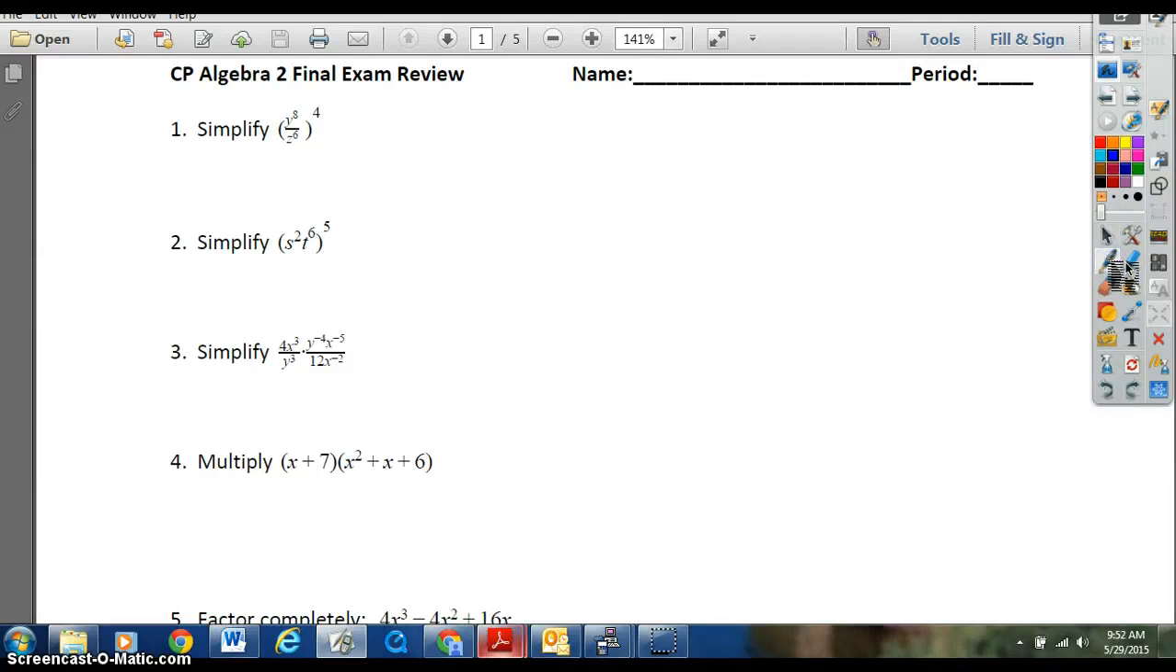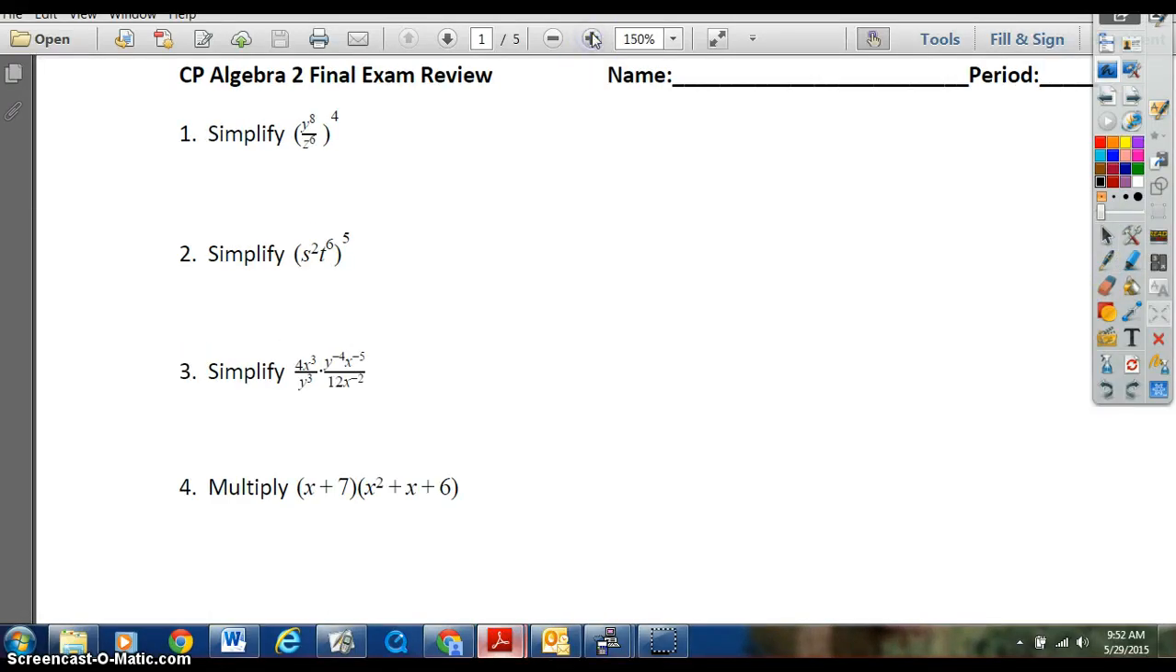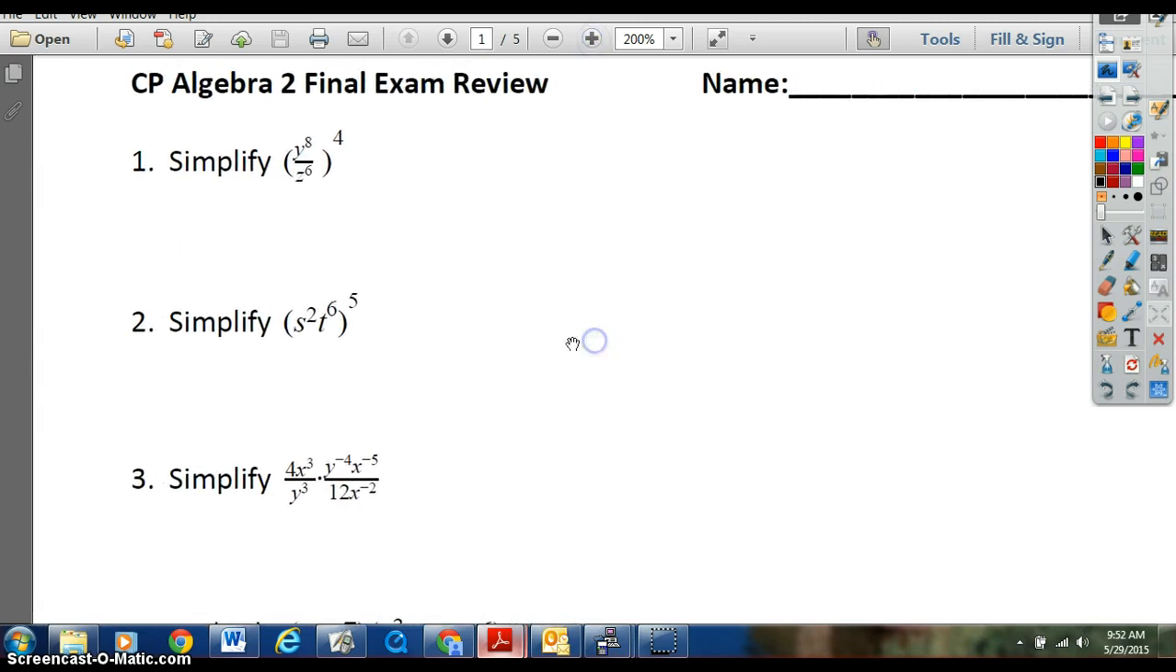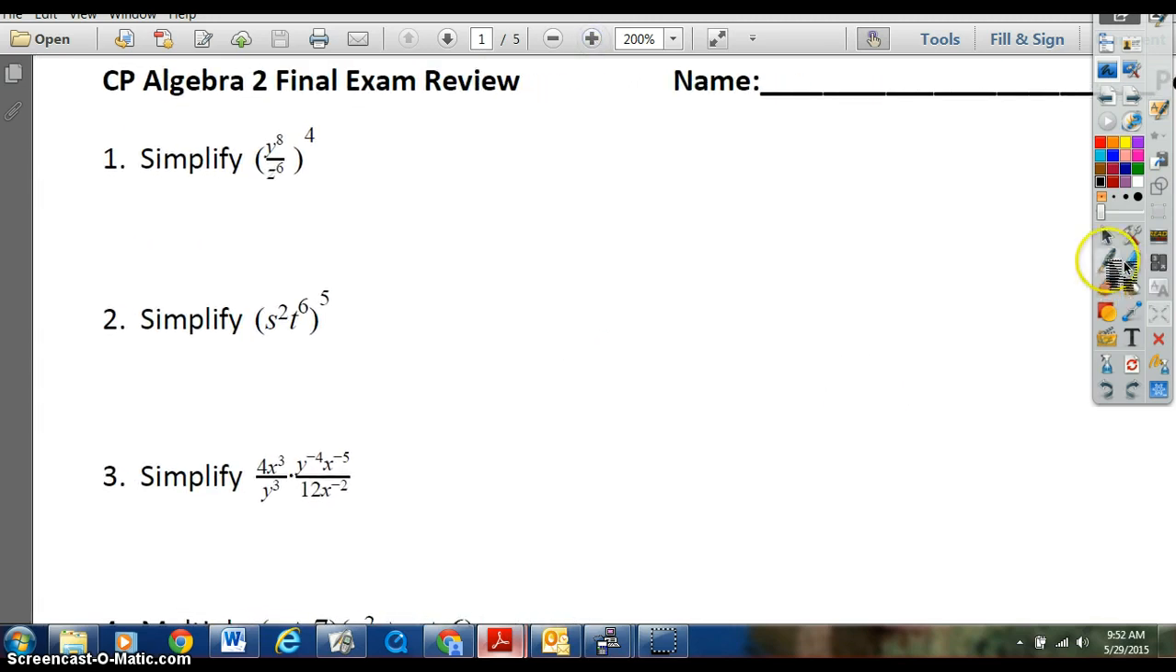Alright guys, what we're going to do basically is fly through your exam review sheet that's coming up for next week. So I'm going to get rolling here. A lot of problems to get through. We're trying to get through the first half. There's 44 problems. We're going to simplify number one here.